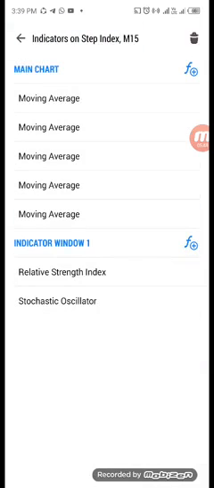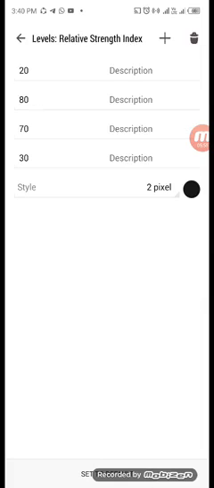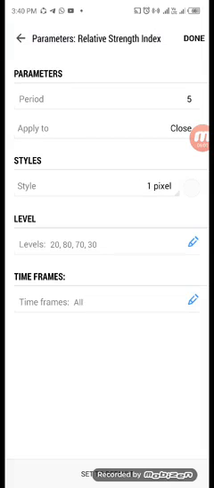The next one I'm using here is the RSI with period 5. So I have these levels, that is 20, 80, 70, and 30.